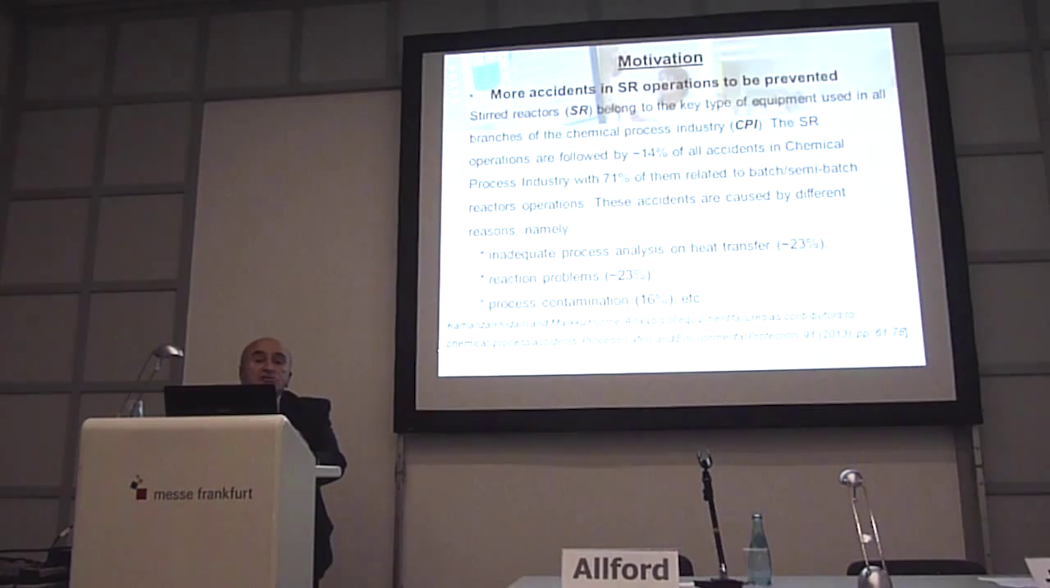Motivation. The stirred reactor belongs to the key types of chemical equipment. Its operation, according to statistics, is followed by 14% of total accidents in the chemical industry, and the majority of them are connected with batch and semi-batch reactors, and they are caused by different reasons. So any tool that is able to predict and prevent such accidents is useful for the chemical industry.